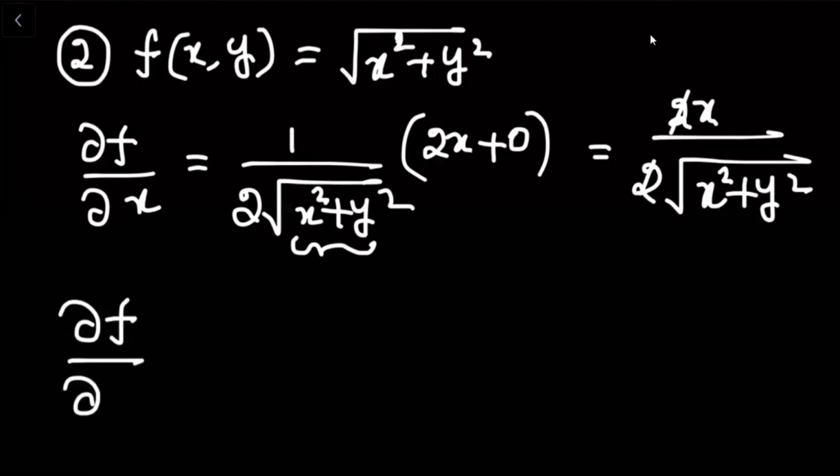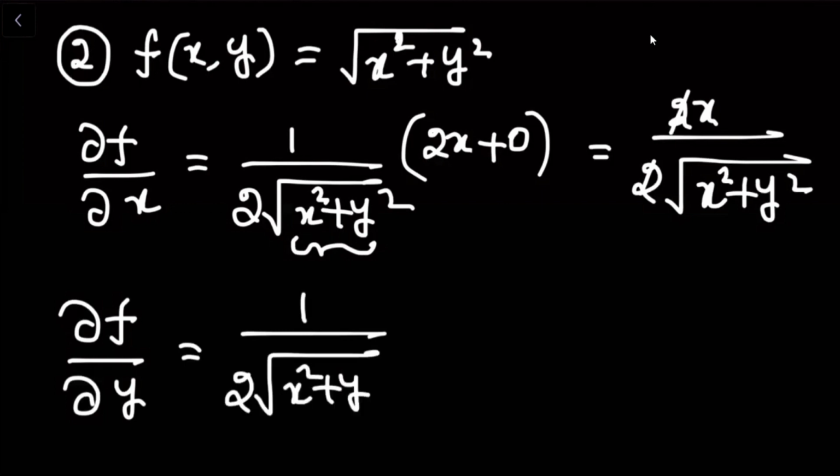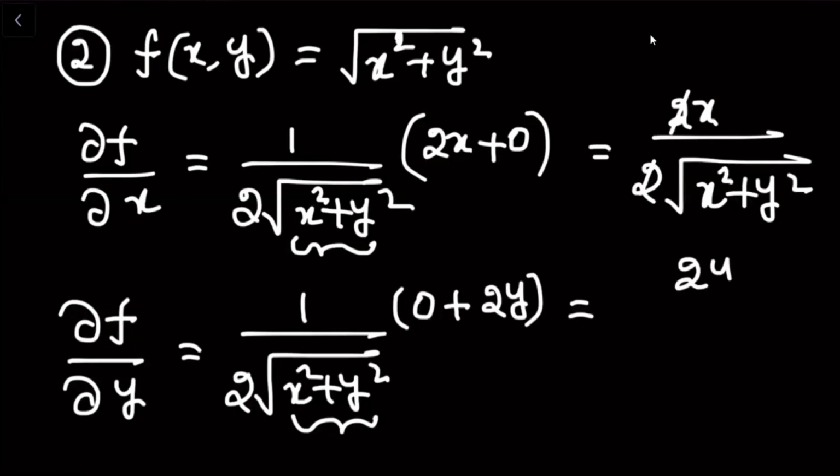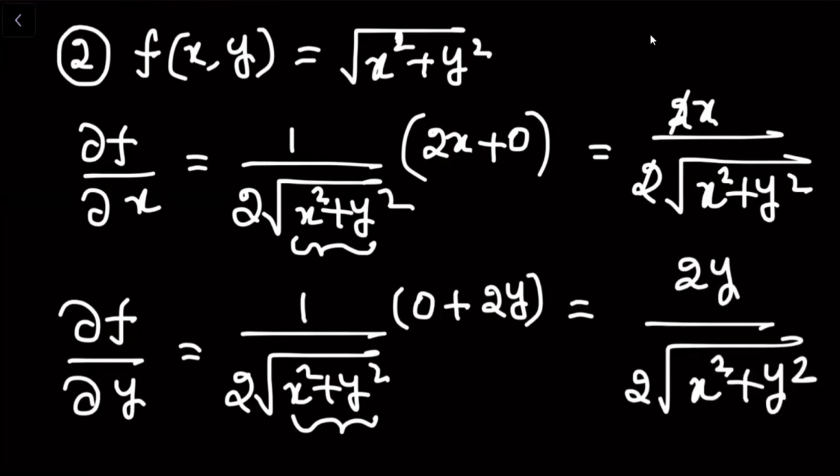Differentiating with respect to y equals the same square root of x square plus y square, and differentiating x square plus y square, since x is constant, 0 plus d by dy of y square gives 2y. So 2y upon 2 times square root of x square plus y square. Cancel out 2 by 2. This is the second problem.